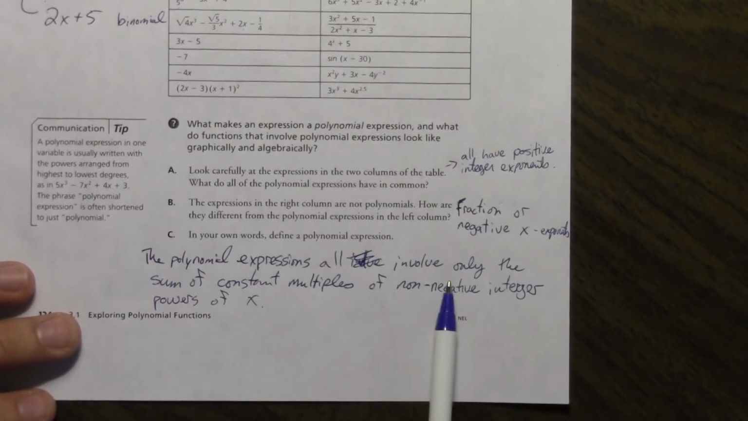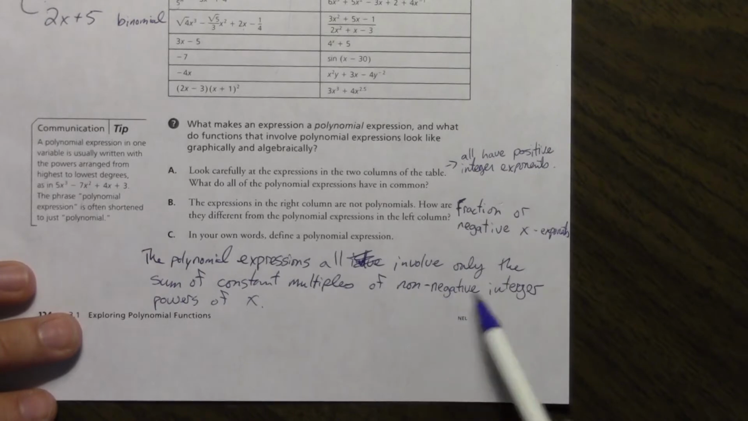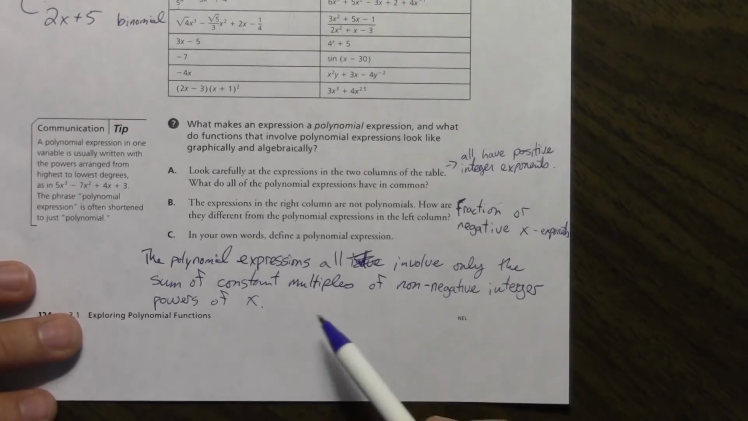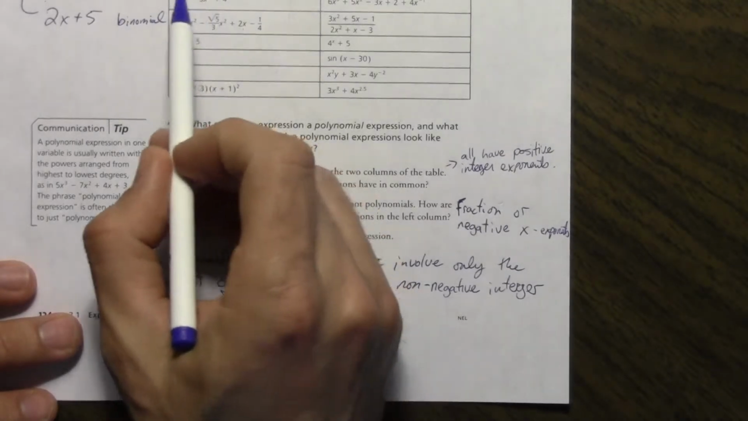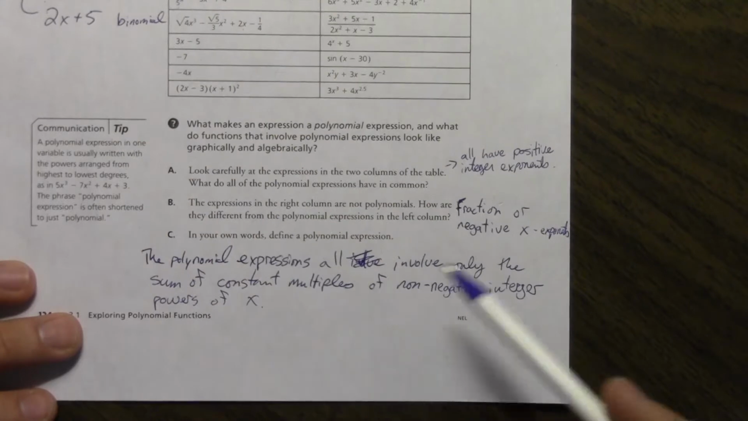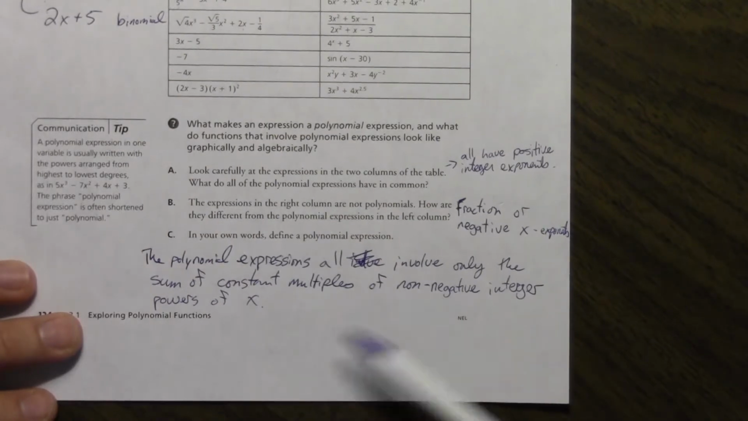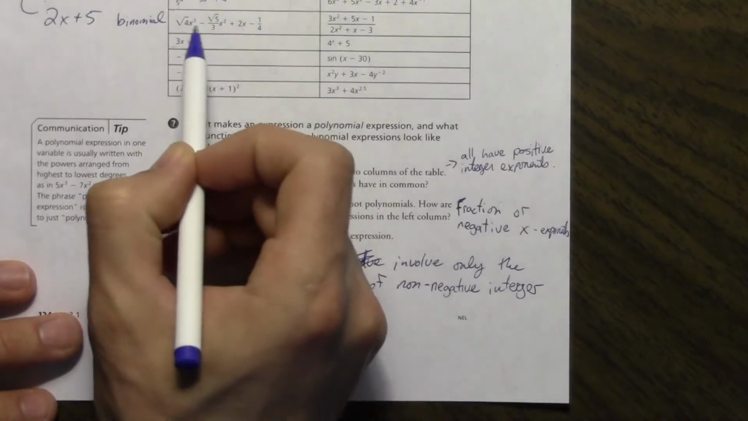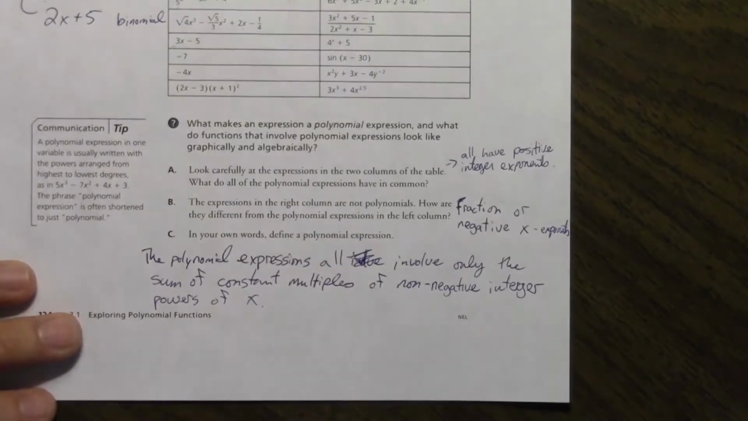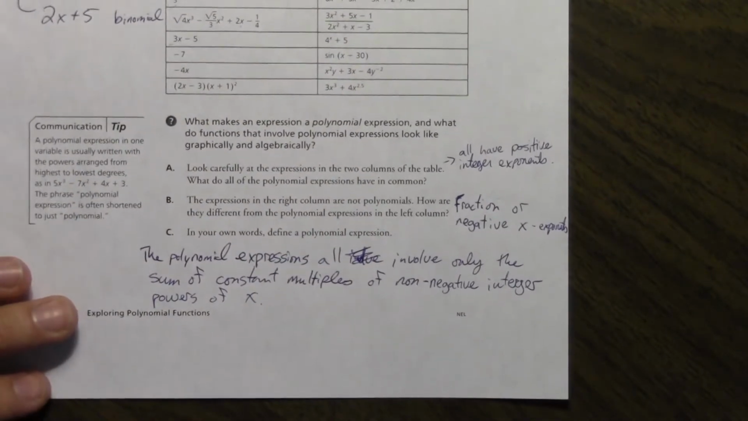The polynomial expressions all involve only the sum of constant multiples of non-negative integer powers of x. Non-negative integer powers of x, positive integer exponents. Okay, it's the same thing. And it's the sum because you're adding these up or subtracting them. When you add and subtract, we still use the reference of a sum. And constant multiples, so these values are constants and they're multiplying. Any questions about that?